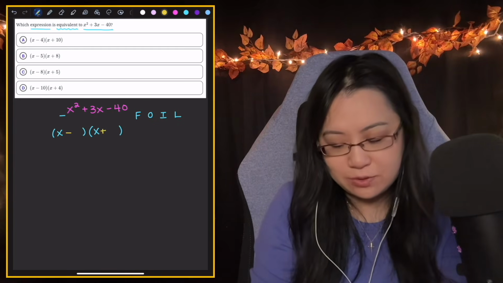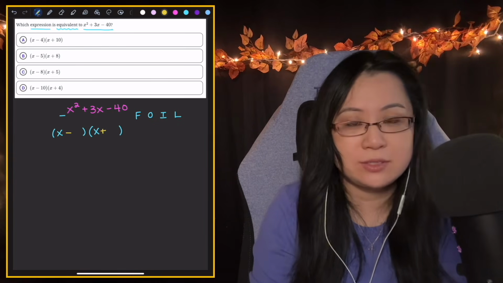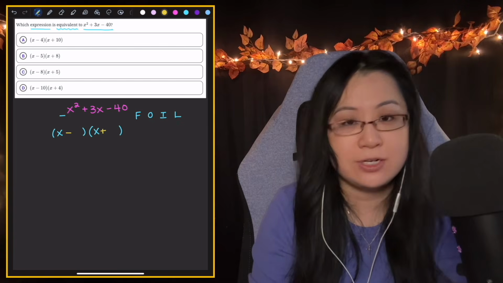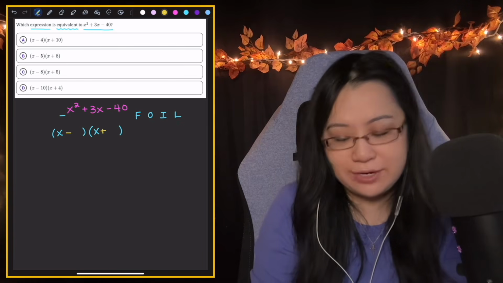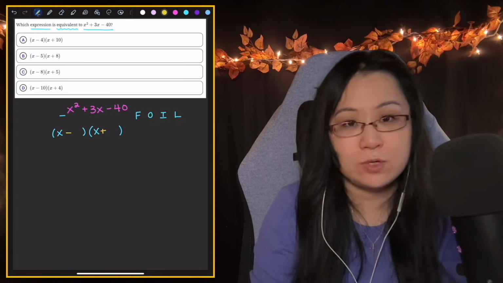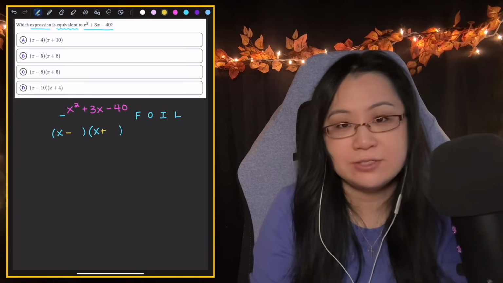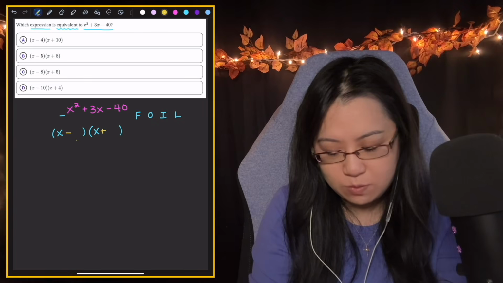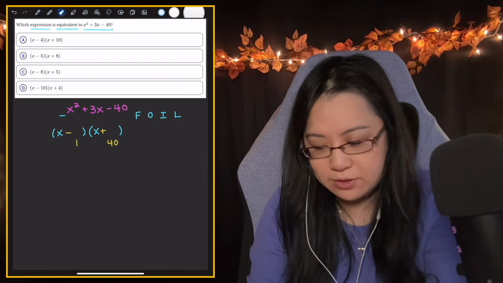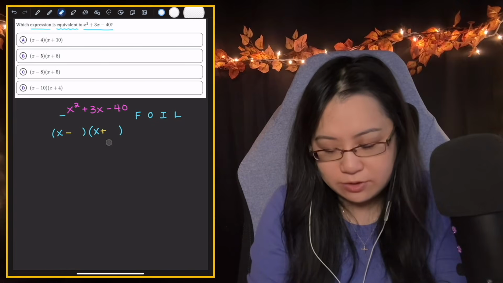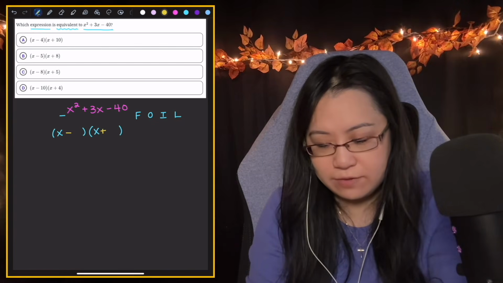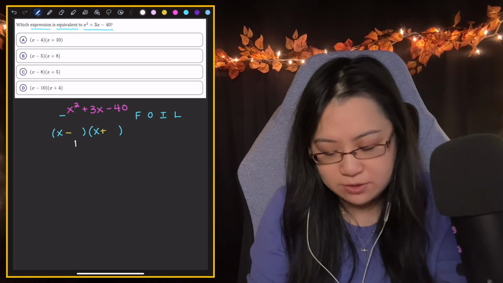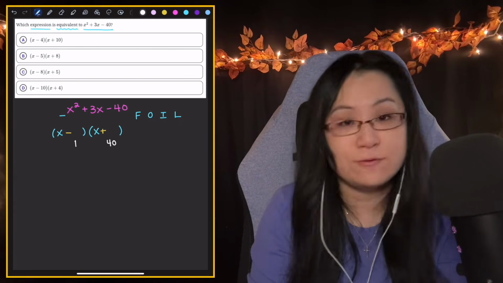So a negative times a positive number is negative, so that's going to be for our negative 40. So now we just have to factor out 40. So we're finding pairs of factors. For instance, theoretically, we could have 1 and 40, because 1 times 40 is 40.